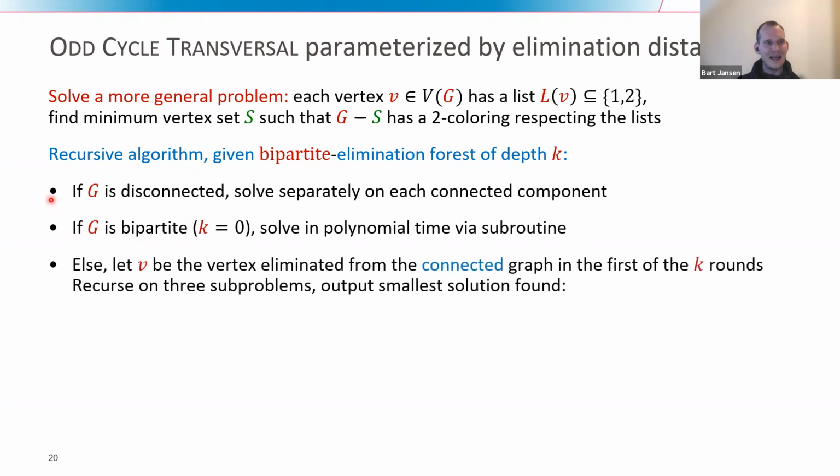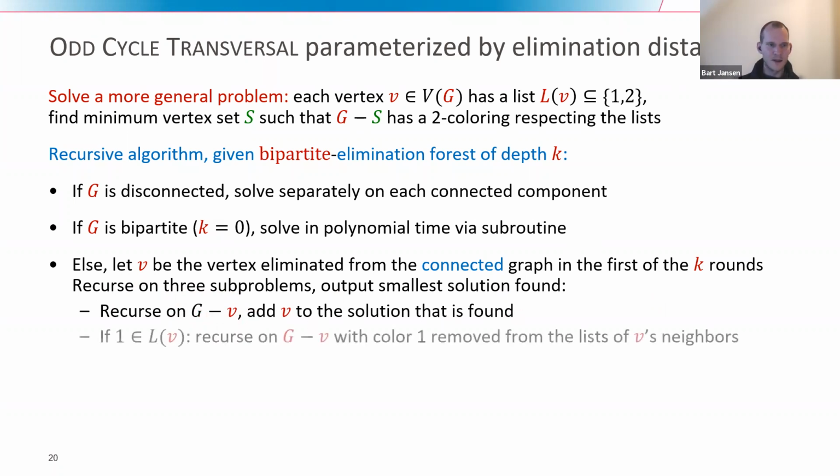So if G is not disconnected and G is not bipartite, it means that it's a connected graph, and this elimination sequence starts in the first round by eliminating one vertex. Let V be this vertex. And then we're going to recurse on 3 subproblems. It might be that in an optimal solution to the input, vertex V ends up being deleted. To catch those types of solutions, we can remove V from the graph, recursively solve it, and then add V to whatever is found on the smaller input.